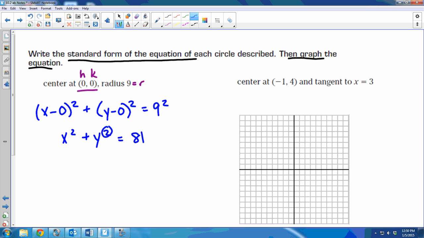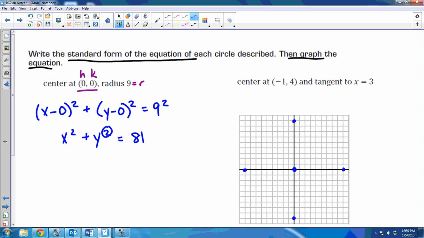Alright, so we're going to graph this. This is the easiest way to graph a circle. Ready? Graph the center, 0, 0. The radius is 9. So the easiest way to do that is just to graph the 9 in the 4 cardinal directions, north, south, east, west, because the radius is 9.